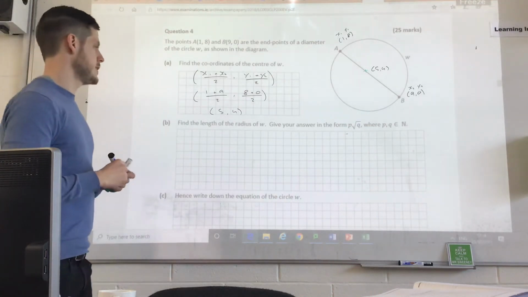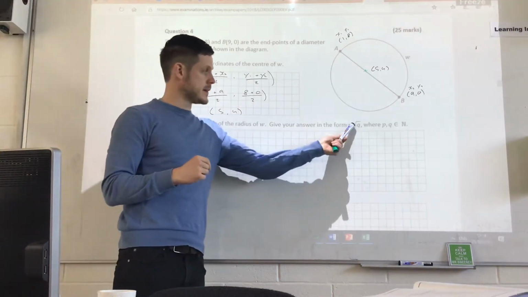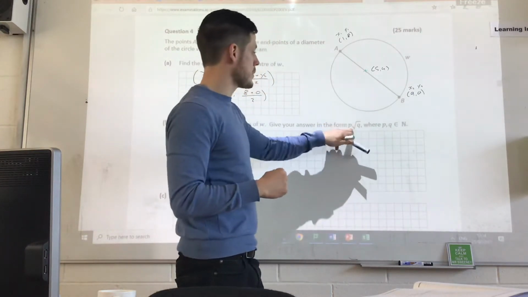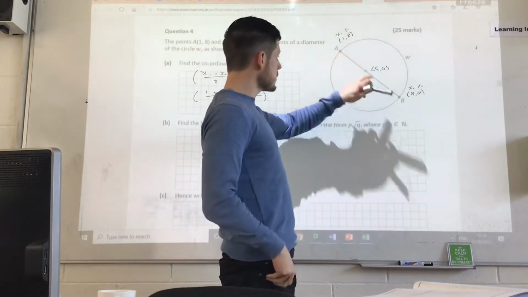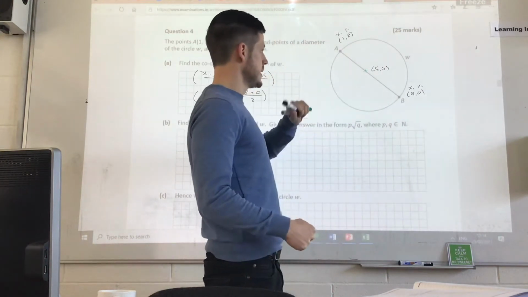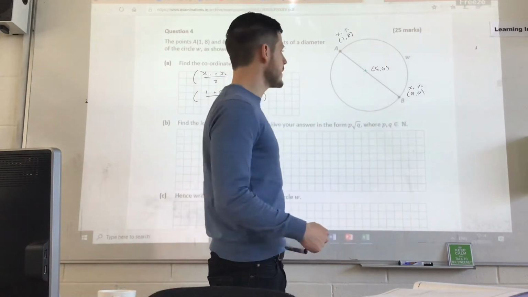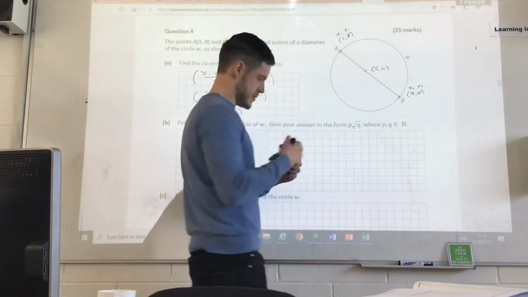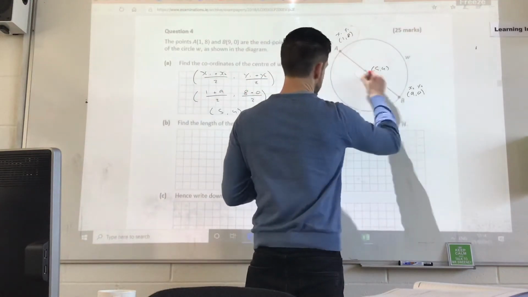Now, it says find the length of the radius of W. Give your answer in the form P square root Q. We're not going to worry about that because our calculator will probably give us that anyway. Now, a couple of different options. To find the radius, I could find the distance between these two points and half it. Or I could find the distance from the centre to the edge. It's going to give me the same answer no matter what I do. So I'm going to go from the first point A to my centre point here, which I'll call C.